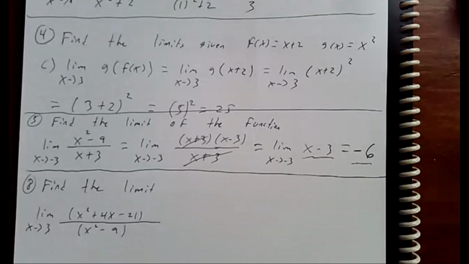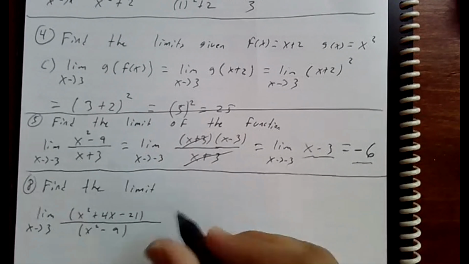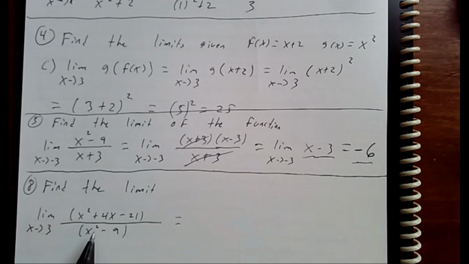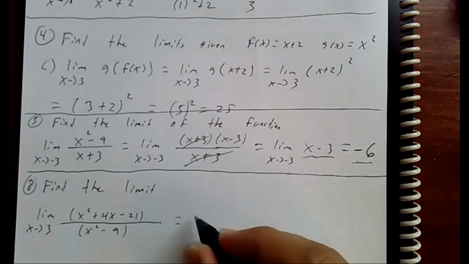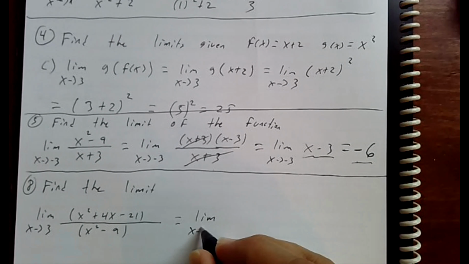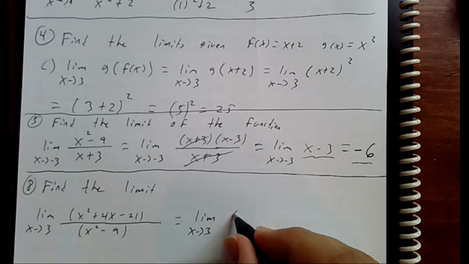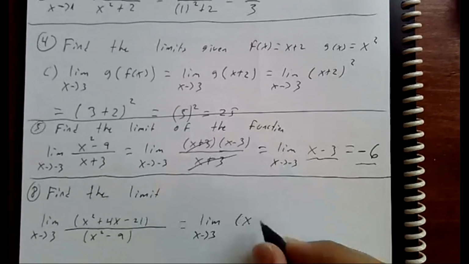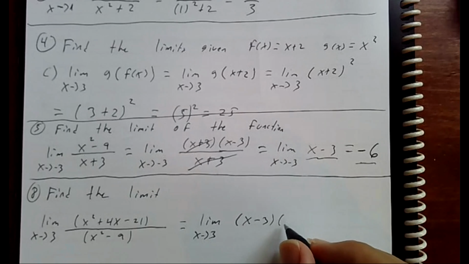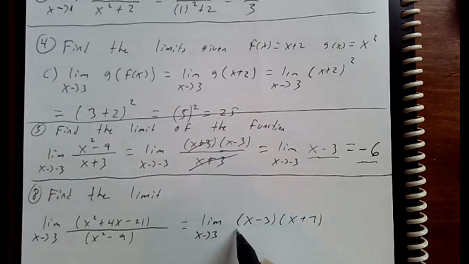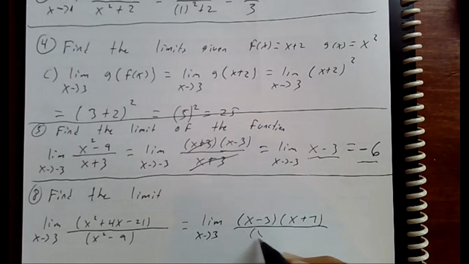So I'm gonna have to use a difference of squares on the bottom, and then on the top, I can try this standard trinomial factoring, right? Right now if I plug in 3, I'll get 3 squared, which is 9. 9 minus 9 is a problem. Let's not do that. So I'm going to get x minus 3 times x plus 7. Yeah, that'll work. Over x plus 3 times x minus 3.